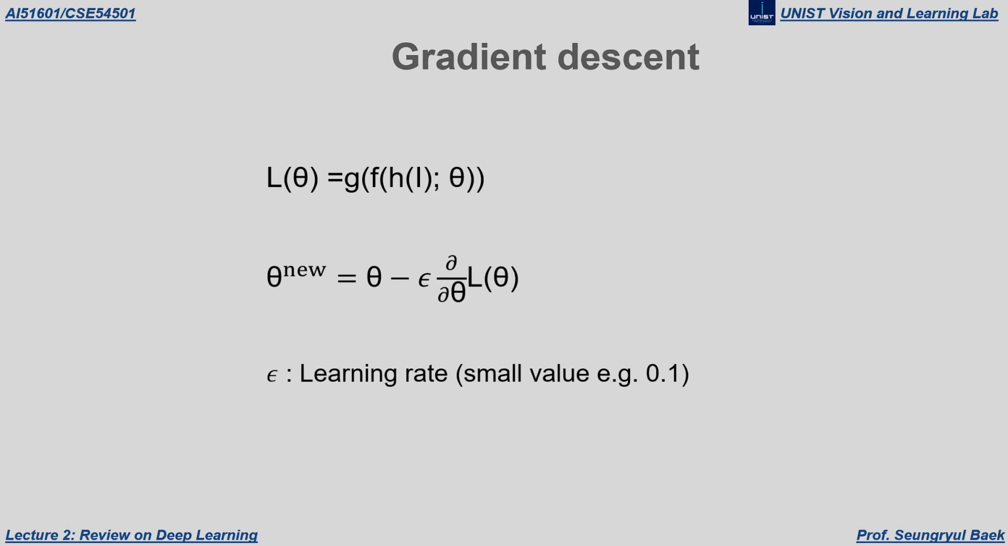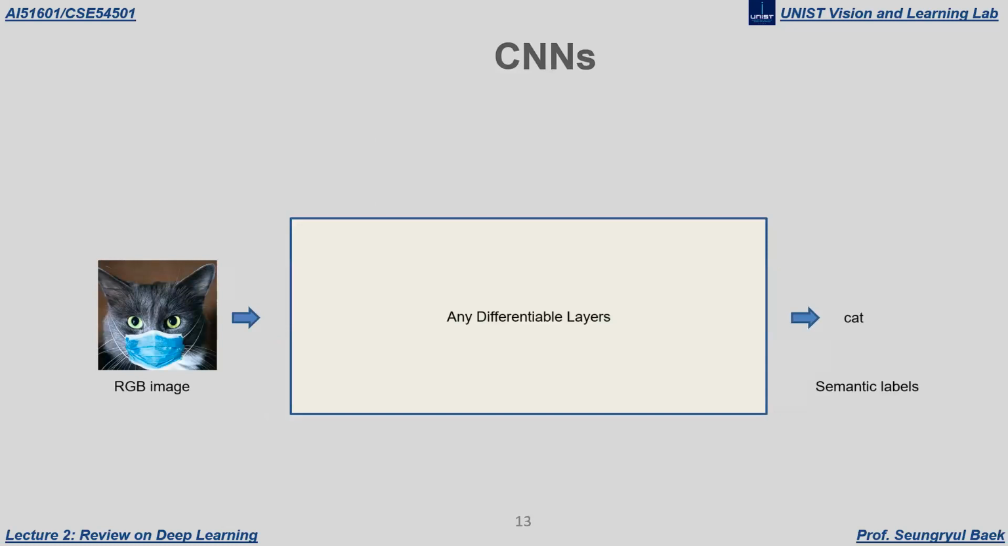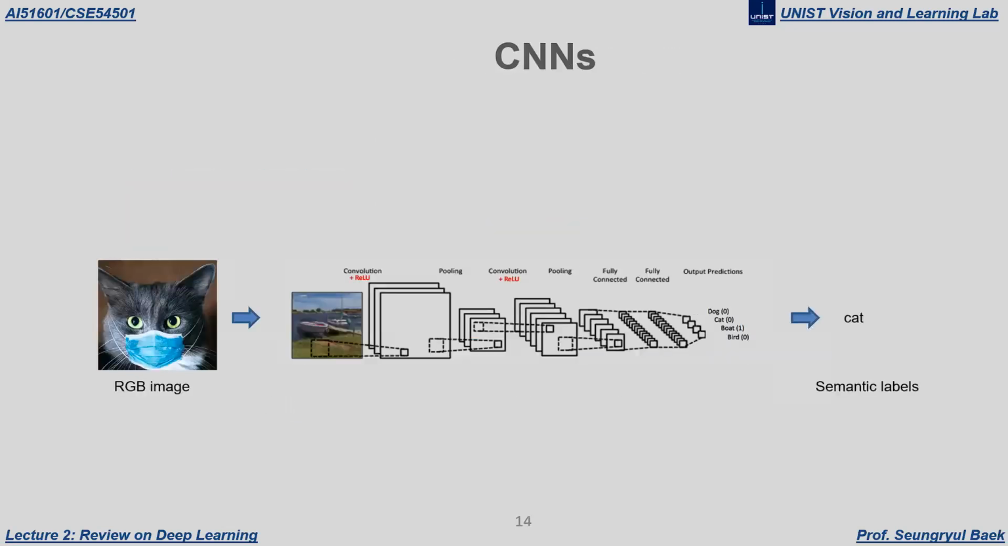So this is gradient descent, and here we need this dL/dθ. To update the parameters θ, we need dL/dθ, which is the optimal direction that can reduce the loss L. And this gradient can be calculated in these deep learning architectures. So until here, we learned in the last class.